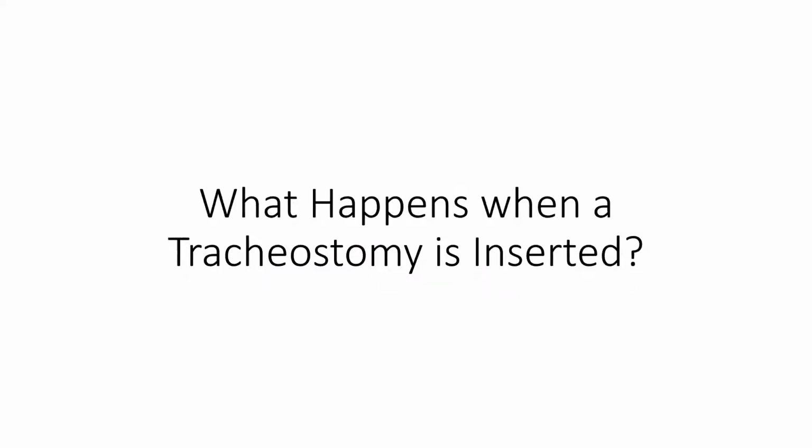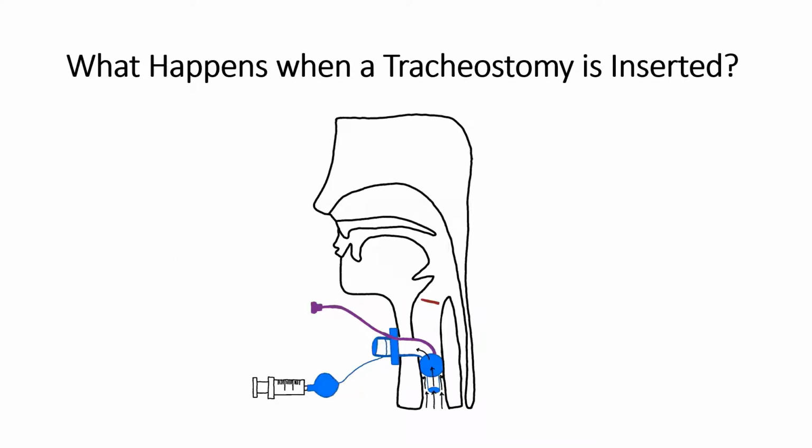What happens when a tracheostomy is inserted? When a tracheostomy tube is inserted, the airflow bypasses the voice box and articulators. Hence, you are unable to produce voice or speech.